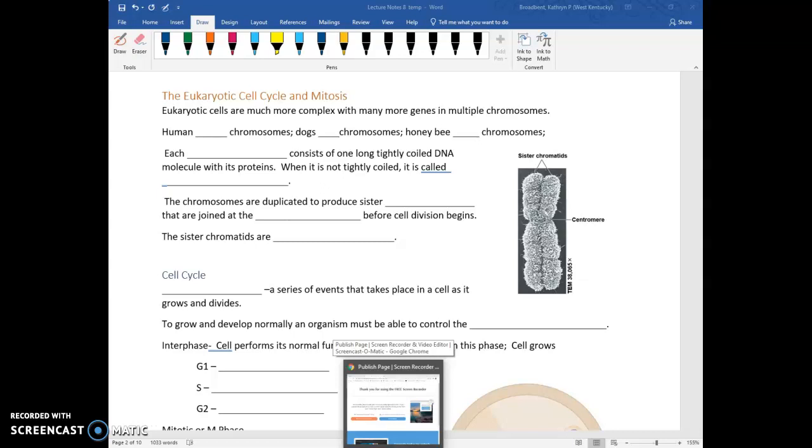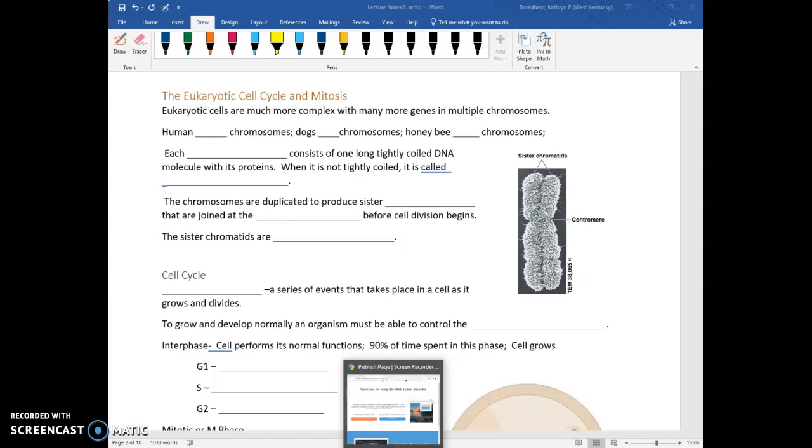So in this section, we're going to talk about the much more complex eukaryotic cell and the cell cycle and mitosis, which is how the cell is going to divide its chromosomes evenly between two daughter cells.